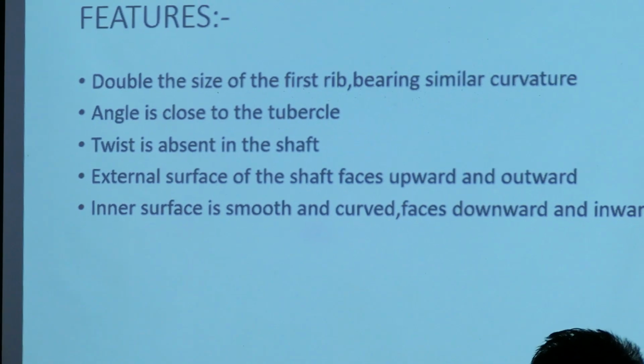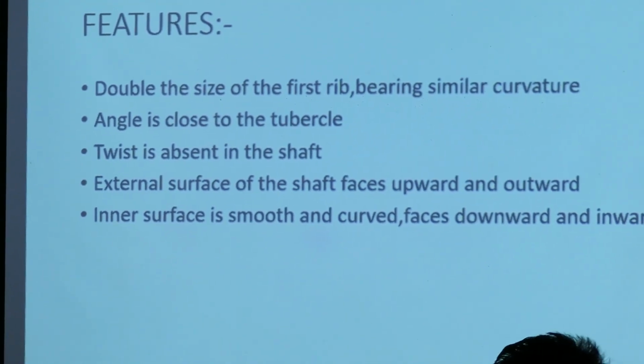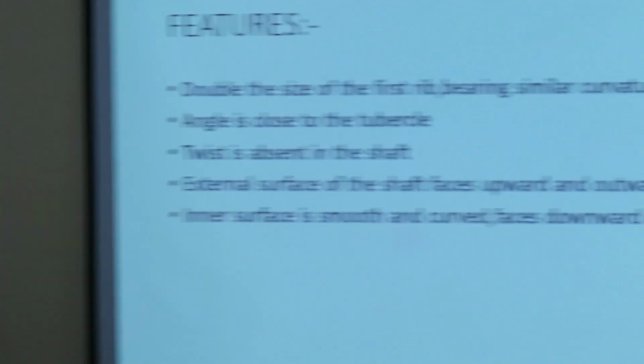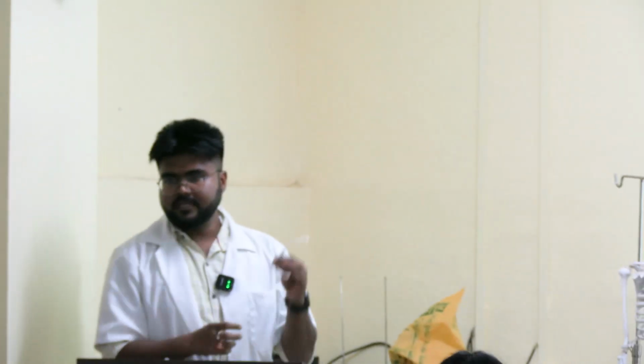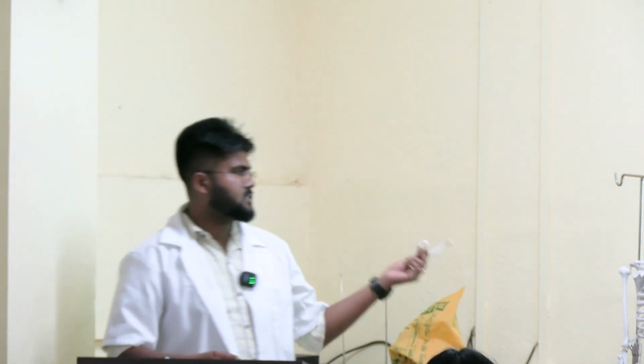So now the features. The second rib is double the length as compared to your first rib, and the second rib is quite thinner as compared to your first rib, because the first rib is flat and quite thick. Okay, and the twist is absent in the shaft. The external surface faces outward and upward, and the inner surface is smooth, curved and faces downward and inward.